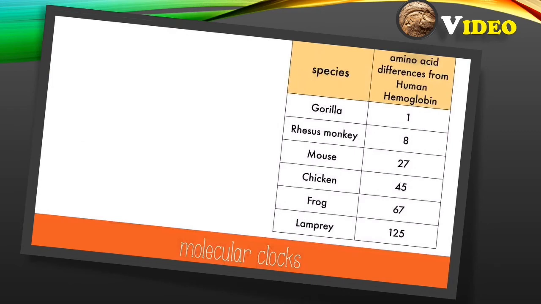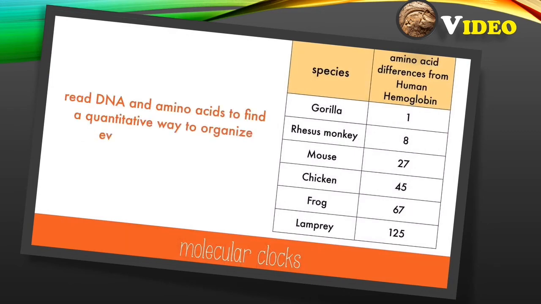Lastly, when we read DNA and amino acids to find a quantitative way to organize evolutionary ancestry, we're using a molecular clock. Mutations happen at a steady rate, and more mutations mean a more distant relationship between the species. Fewer mutations means a more recent common ancestor. So, based on the amino acid differences between human hemoglobin and gorilla hemoglobin, gorillas are the closest relative to humans on this list. And lampreys are the furthest.